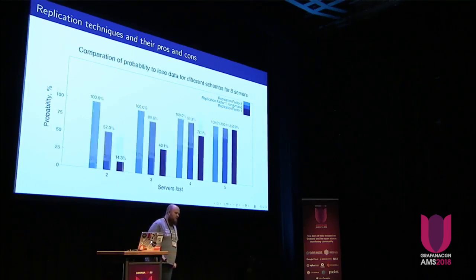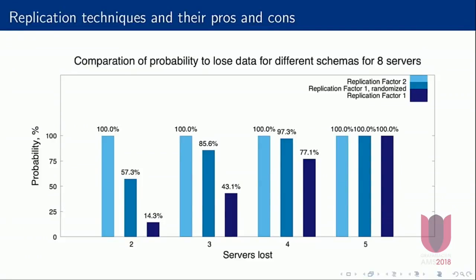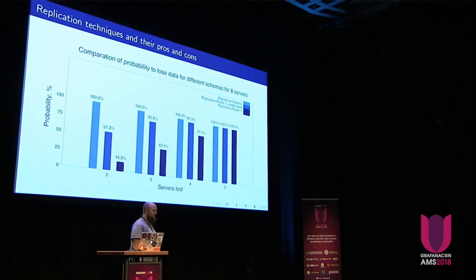But what about the probability of losing this data? For replication factor 2, if 2 servers fail, then you'll obviously lose something. It will be a small percentage of data that's not available, but it will always be. In the case of replication factor 1, the probability of losing the same server that has the same set of data in both groups is quite low, only about 15%. And the randomized one, where you compute the hash differently, is a little bit in between.